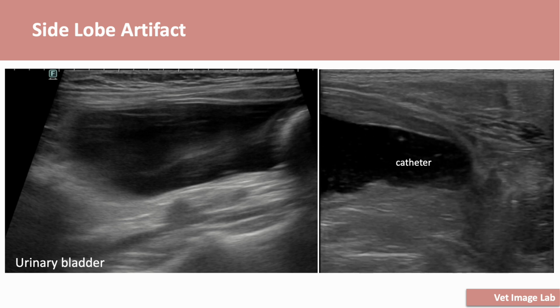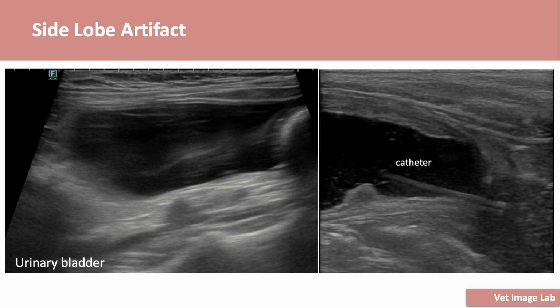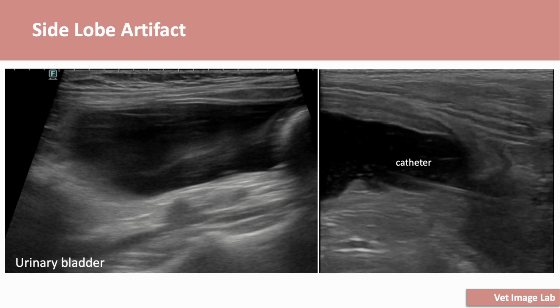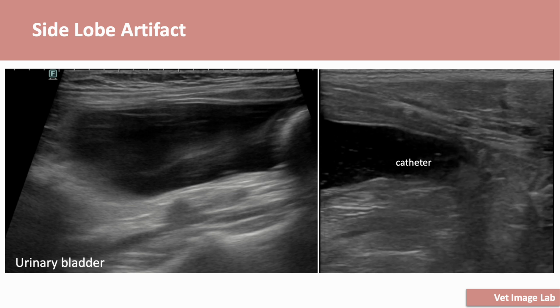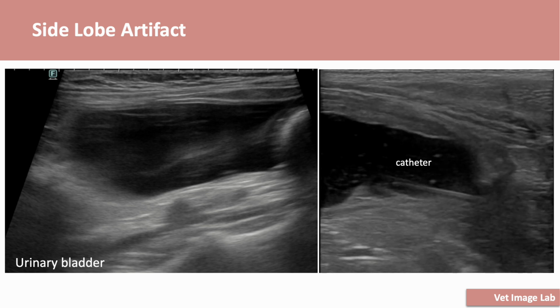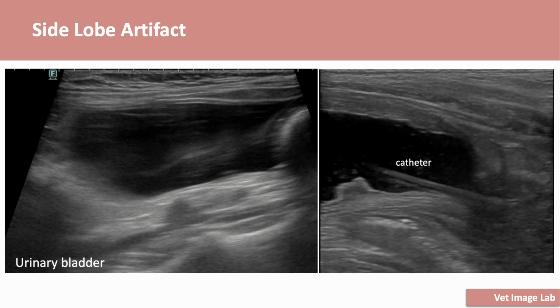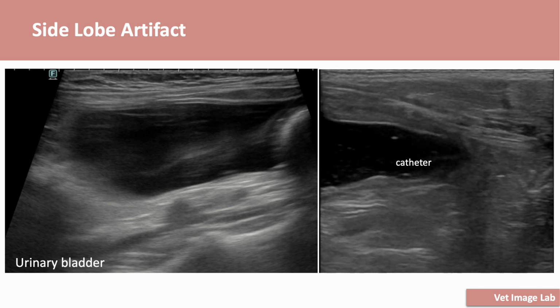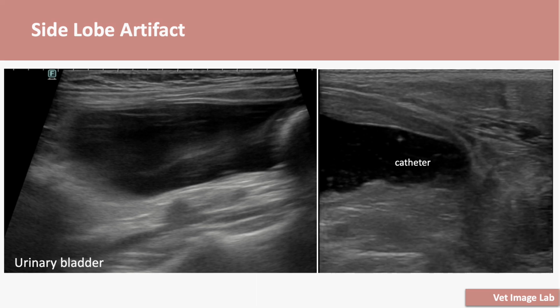This artifact lacks clear margins, unlike real structures. In the right image, the urinary catheter appears as a hyperechoic linear echo. However, its echogenicity is well defined, with strong and distinct echoes, differentiating it from an artifact.